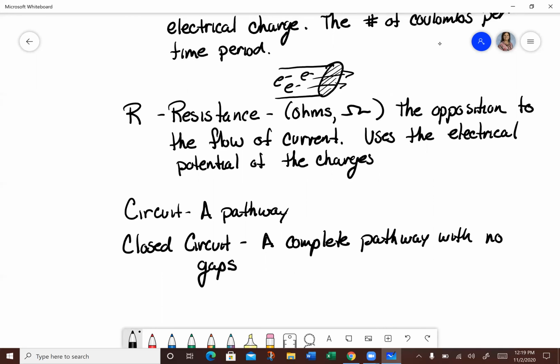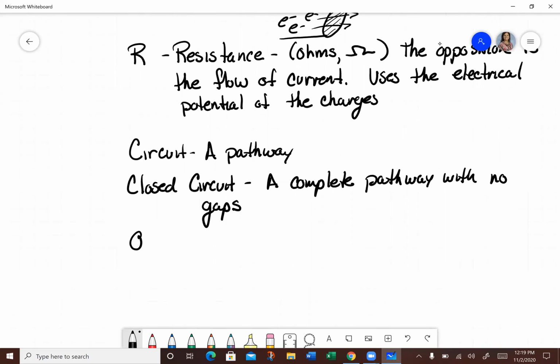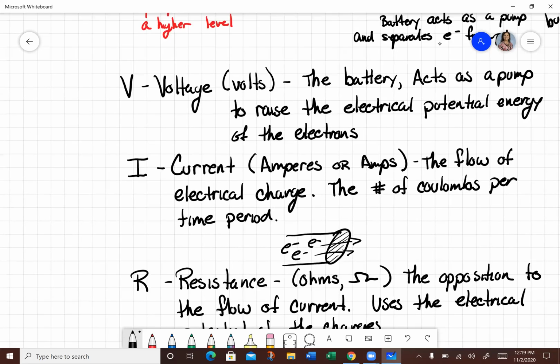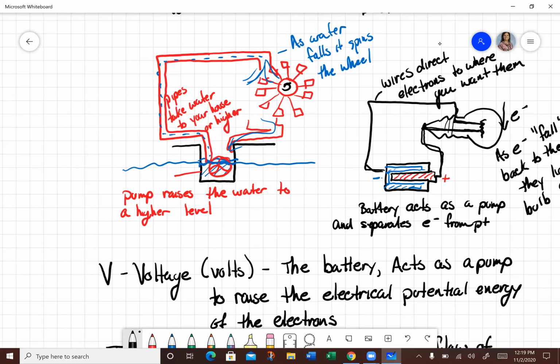If we have an open circuit, you have a pathway that contains gaps. And this would be the biggest difference between an electrical circuit and a water circuit. In an electrical circuit, I can't have a gap.